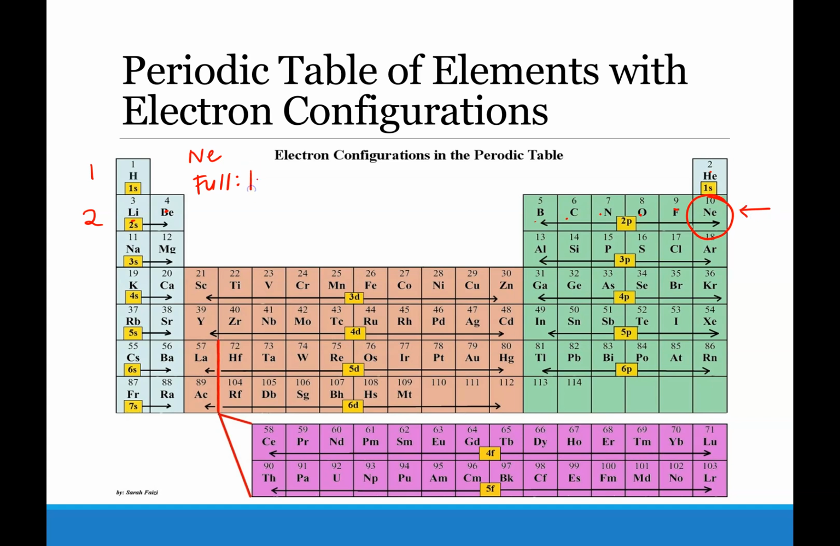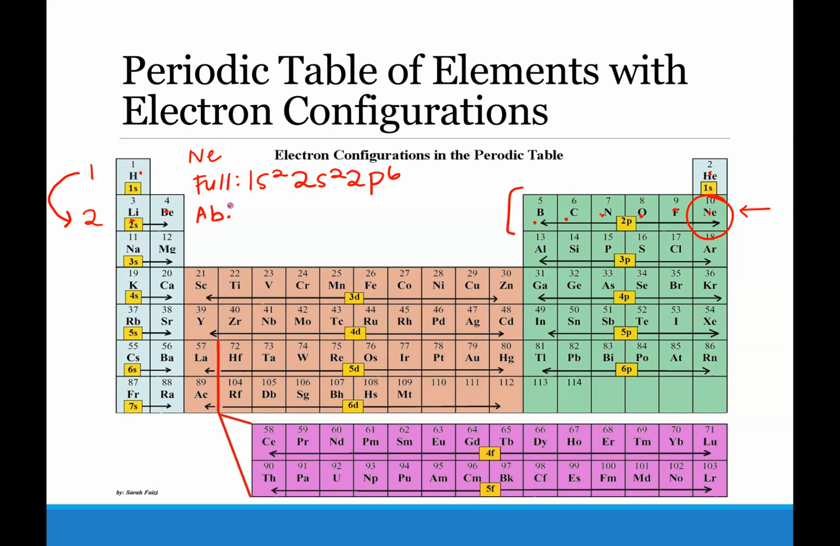So we have 1s2 because there's 1, 2 here. Then we go down to 2. 2, this is the S block here, 1, 2. We're still in 2, going over here to the P block. So 2p6, 1, 2, 3, 4, 5, 6. And that's going to be the full configuration for neon.